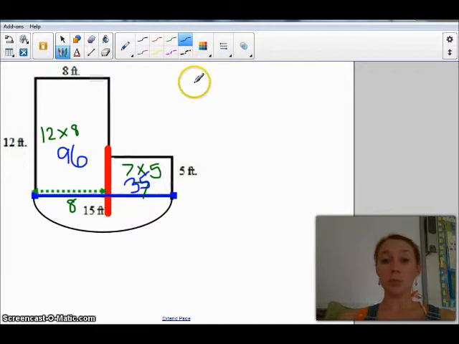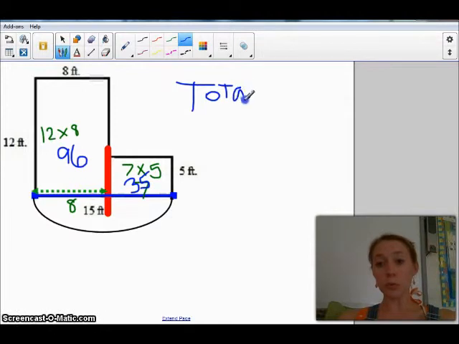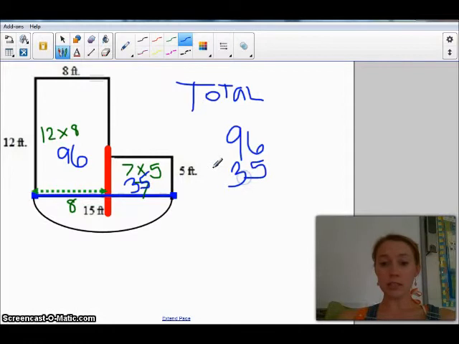Well, I want to know the total area of the whole shape. So what do I have to do? Total. Total usually means I'm going to add. You're right. So I've got to take my total area from the big quadrilateral and my area from the small quadrilateral and add them up. So that's 96 plus 35.